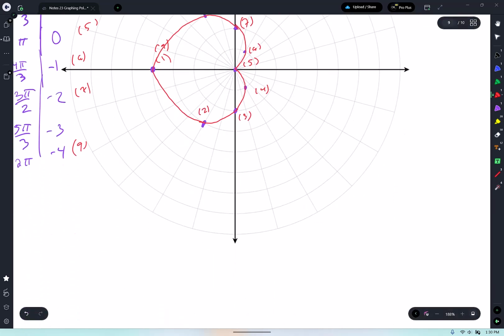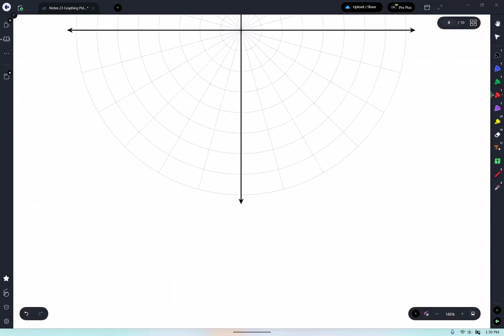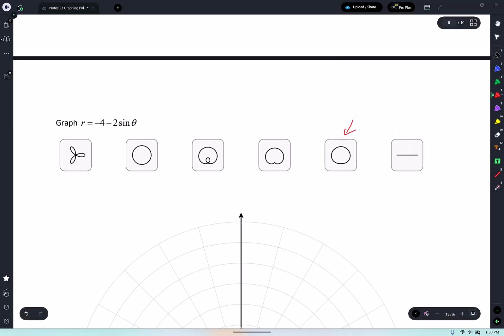Okay, I think we might know enough. We know that's going to be a rose. Let me look at one that, you know what? Let's go ahead and do them all.